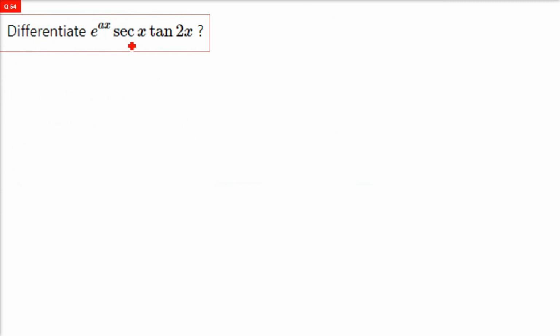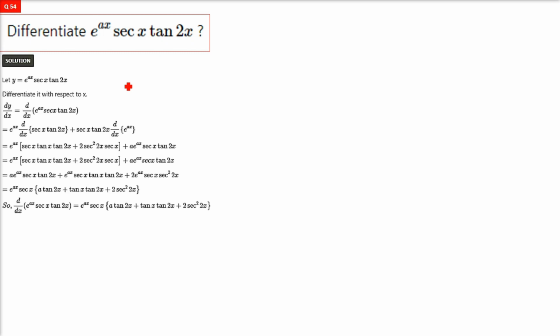Differentiate e raise ax sec x tan 2x. Now you will learn in this question how to differentiate when you have in multiplication more than 2 terms. When you have 2 terms, you just directly apply the product rule. But here we have more than 2 terms. We have actually 3 terms. So it can be 3, 4, 5, n number of terms.